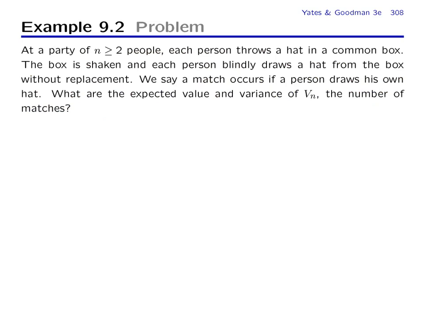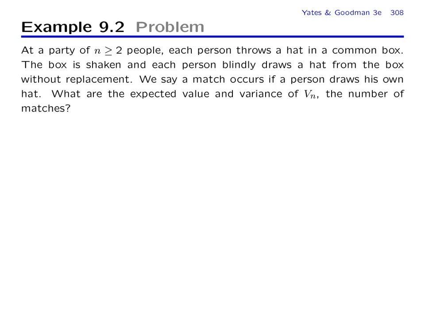This is a funny problem with an interesting answer. So you're at a party and there's n people, at least two, and each person throws a hat into a common box, and the box is shaken, and each person blindly draws a hat from the box. And now we say a match occurs if a person draws his or her own hat. And the question is, how many matches can we expect in executing this silly procedure?